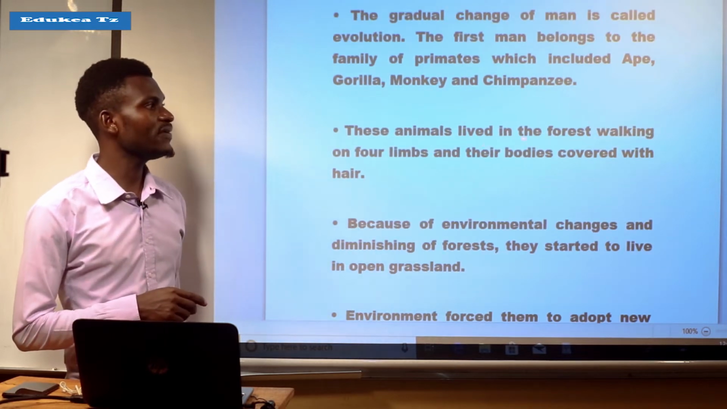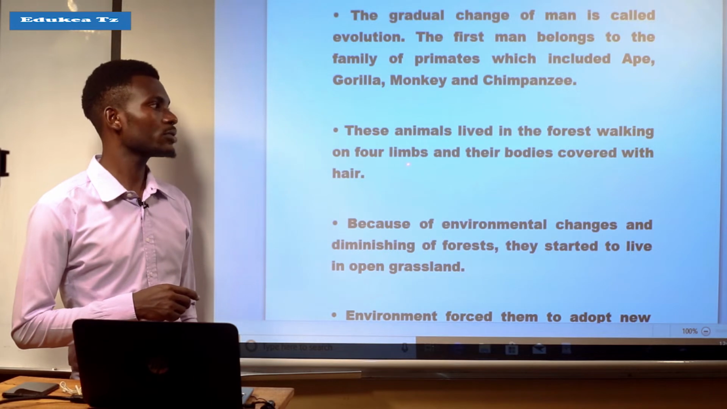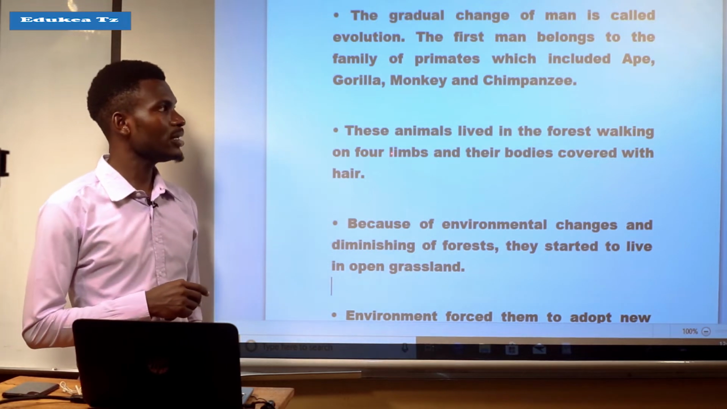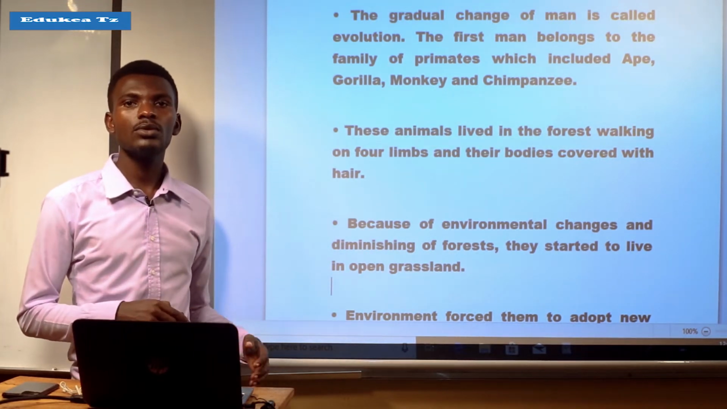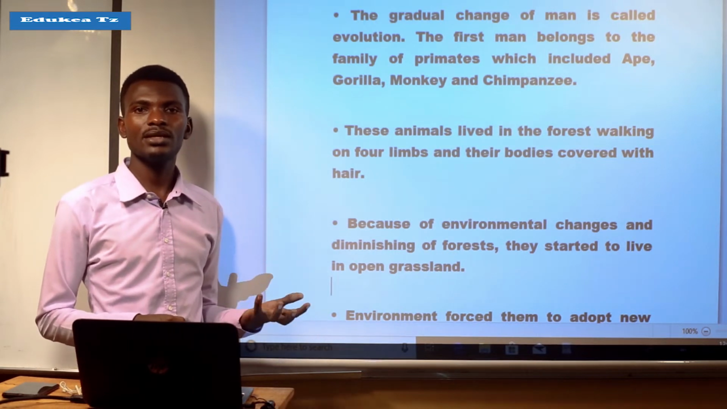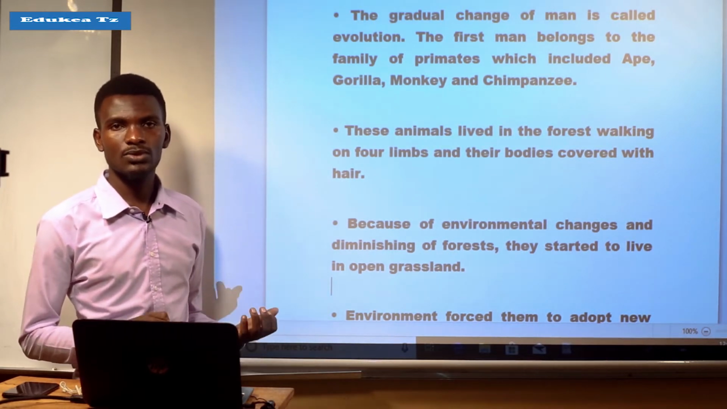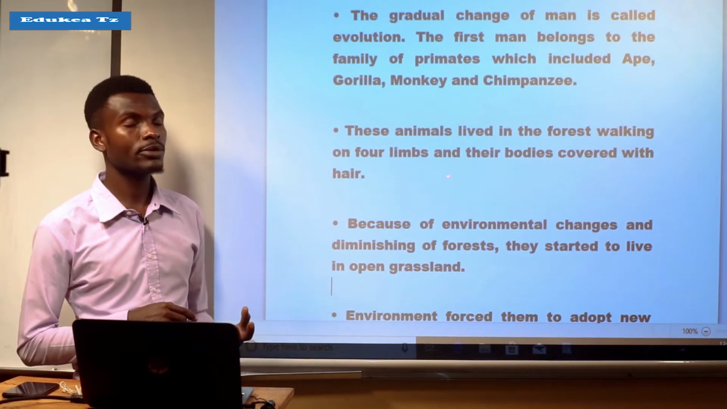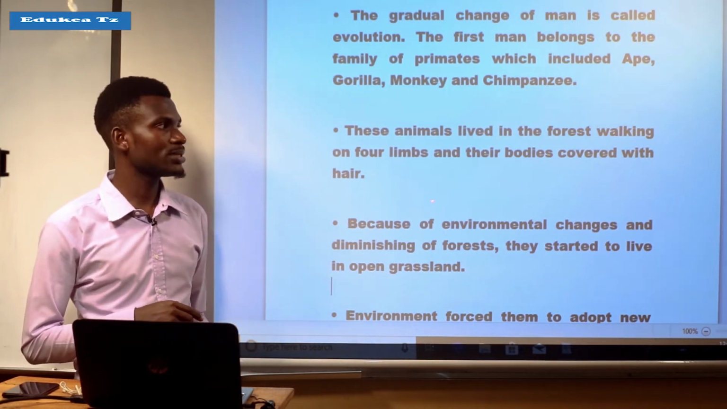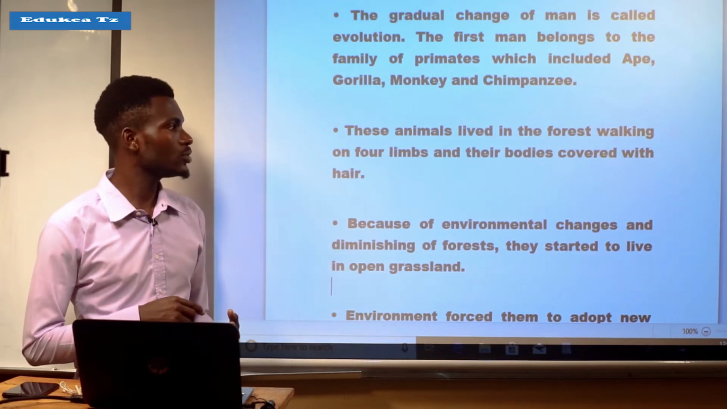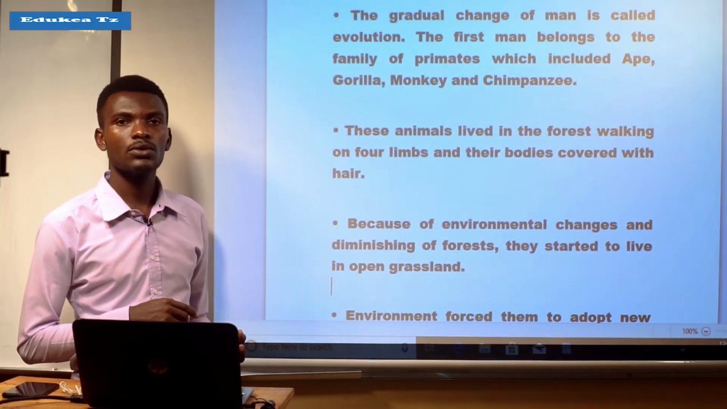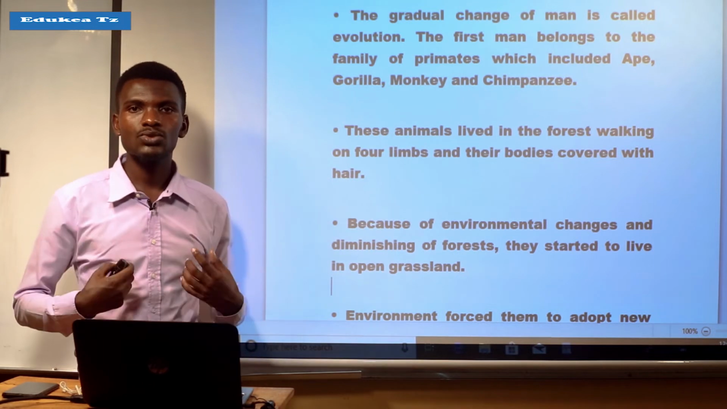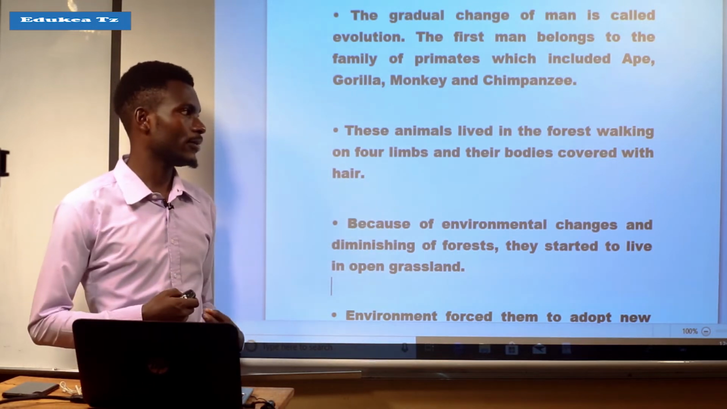And these animals lived in the forest, walking on four limbs, and their bodies were covered with hair. They were not living on bare land as we live now. It means that these primates, apes, chimpanzees, and gorillas, were living in the forest, walking using four limbs, with their bodies fully covered with hair.